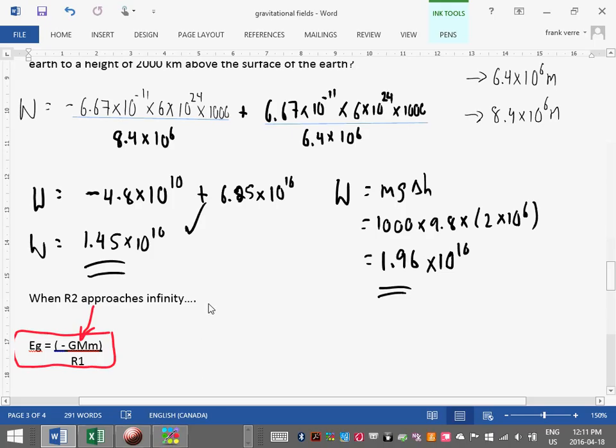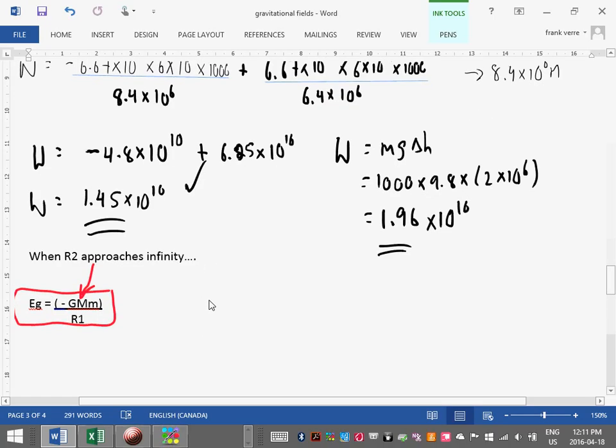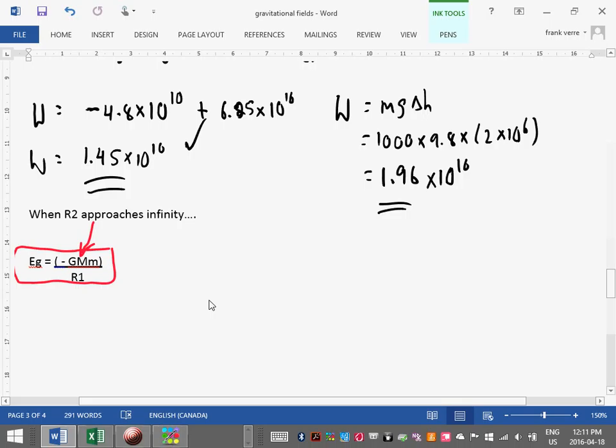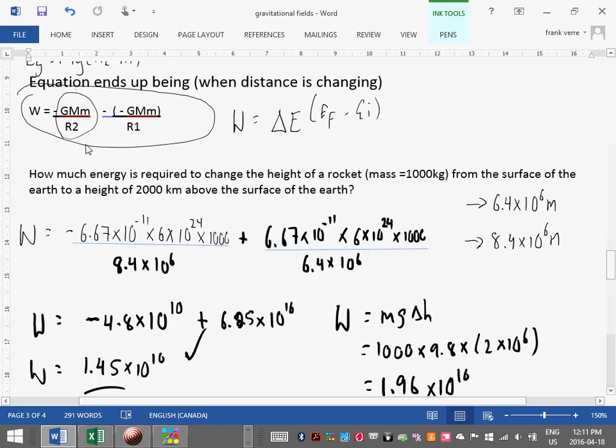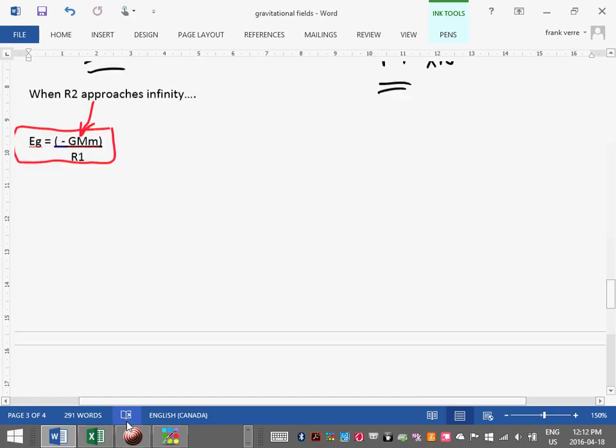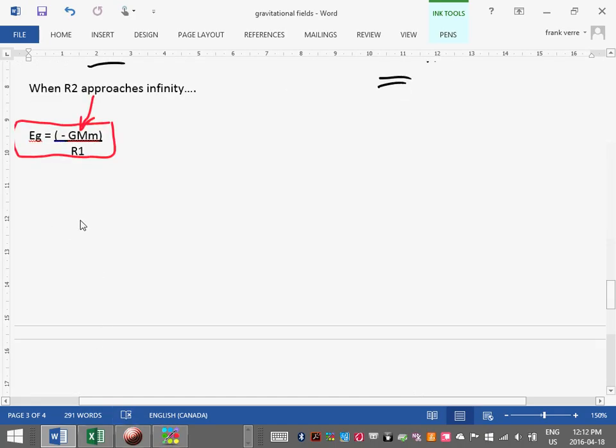Now, what happens when we approach infinity? Well, if R2 approaches infinity, what does this become? It becomes 0, right? Okay. So let's talk about this then.